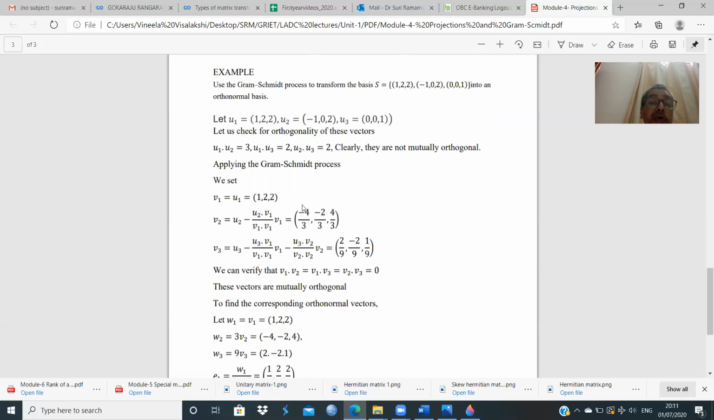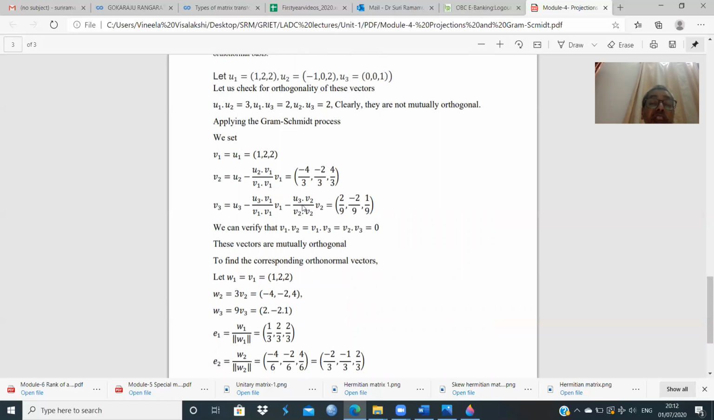Let the new vectors be v1, v2 and v3. Synchronize v1 with u1. To construct v2, subtract out the projection of u2 on v1 from u2. If you want to construct v3, subtract out the projections of u3 on both v1 and v2 from u3. So these rules have to be clearly followed. Once we have v1, v2 and v3, we check for their orthogonality. v1 dot v2, v1 dot v3, and v2 dot v3 are all 0, establishing that these are mutually orthogonal.